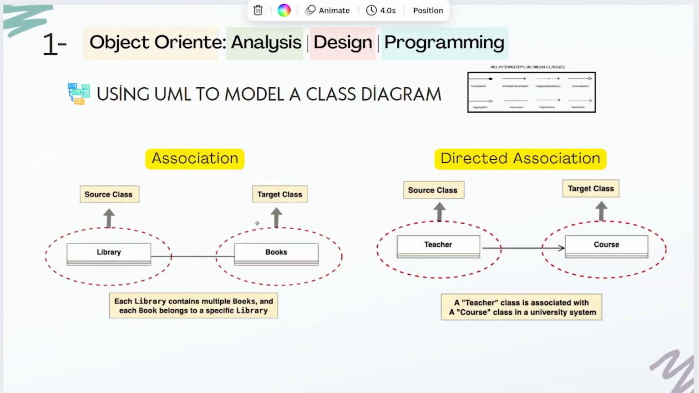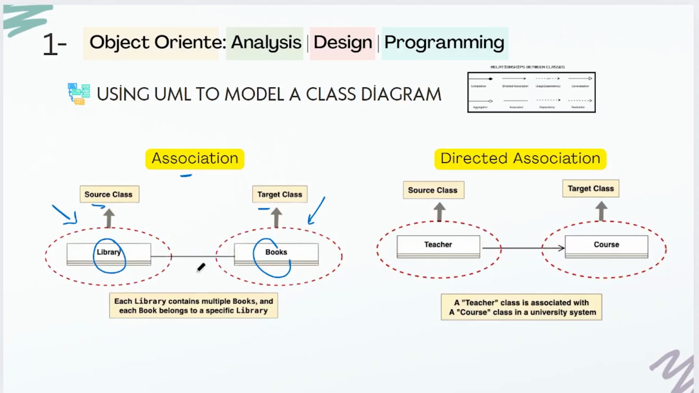Just to show some cases about these lines, let's look at the association, which is represented with this straight line. Imagine you have two classes, one called library, one called books. So this is a source and this is a kind of target. Now we know that each library will contain multiple books, and each book also will belong to a specific library. So whether you look at the problem from this perspective or from this perspective, it doesn't really matter. That's why we use an association between these two classes.